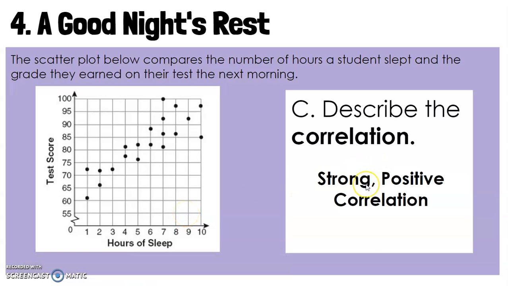So I'm going to include the word strong, but what I want us to focus on today is what that positive means in terms of this situation. So this is strong because these points are connected closely, but it's positive because these points are going up. They're increasing as they go to the right. So what does that mean in this situation? What does having a positive correlation mean in this situation?